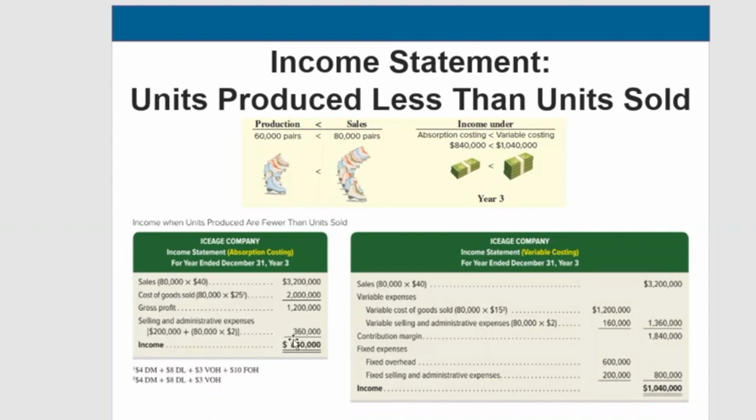Let's see how it's different on the variable costing. Sales minus variable cost of goods sold, the $15 only, because the fixed of 10 isn't in there. Contribution margin. Then we take out the fixed overhead. Now look at this. In this case, the variable costing income is through the roof, whereas the absorption costing is suffering, only 840,000 versus 1,040,000. Now, why do you think that is? Why the difference? It's the same reason, isn't it?